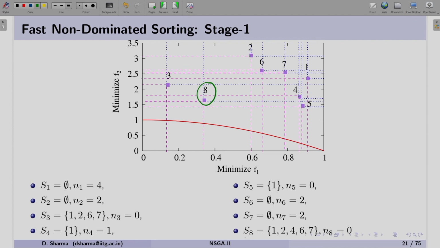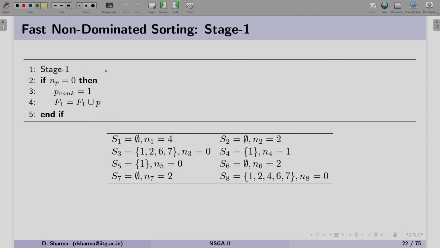So, therefore, S8 is comprised of 1, 2, 4, 6 and 7, and N8 is 0 because there is no solution which is dominating solution number 8. So, if we find which are the non-dominated solutions, as per our stage 1 here, we will be looking for those solutions which have NP equals to 0. We will be assigning the rank 1 and adding those solutions in front 1.